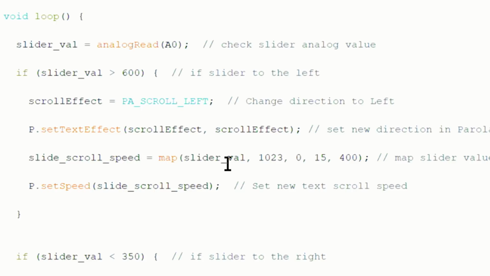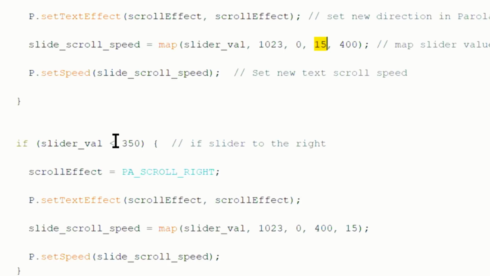So the slider value goes from 1023 all the way to the left to zero all the way to the right. So what I'm doing is that if it's 1023, you're going to map, you're going to say it's 15. And if it's all the way to the right, zero, it's going to be 400. The scrolling speed is inverse. So the smaller the number, the faster it will scroll. So if I'm all the way to the left at 1023, it will be 15, which is fast. And then I set the speed using this value.